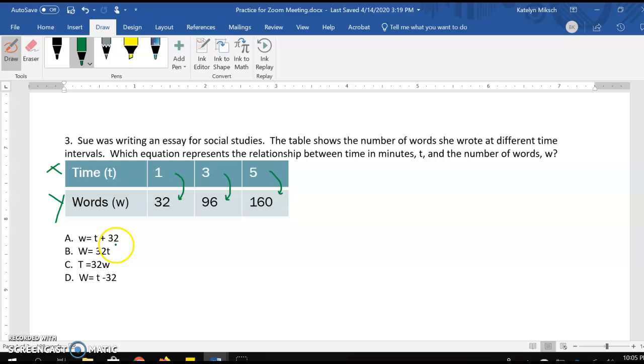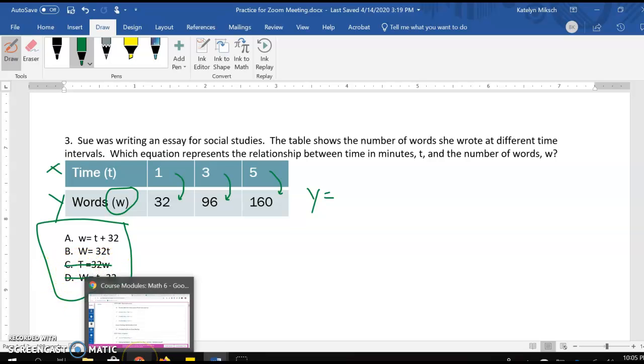Our numbers are growing, so we're either multiplying by something or adding something. Now in this case, they've given you these answer choices. So really, I can just go from there and look at those, and I don't have to do a whole lot of thinking. So if we're growing, we're either adding or multiplying by something. So that would eliminate choice D. We also know when we set up equations, Y should go first. So if we're looking at this table, that means W would go first in the equation, so we can get rid of choice C also.